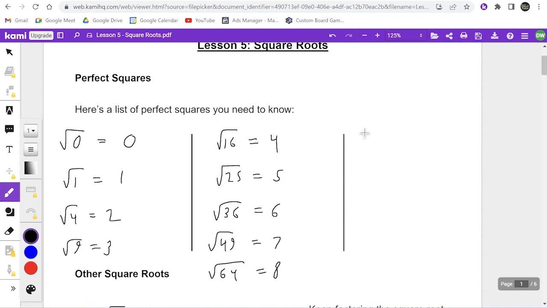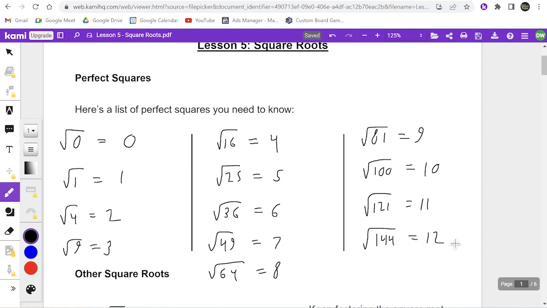You may be wondering, how high are we going? We're going to go up till 12 today, because I recommend you know up until 12 for the square roots. Next is root 81 equals 9. Root 100 equals 10. What comes next? Root 121 equals 11. And then the last one for 12. Root 144 equals 12. And these are the ones I'd recommend knowing. It's going to help you when we do what we're going to be doing later today.